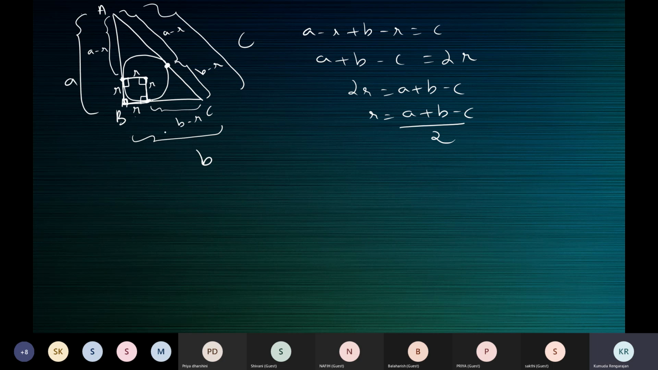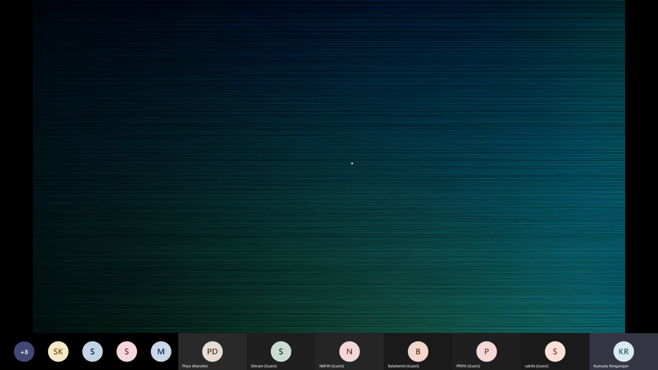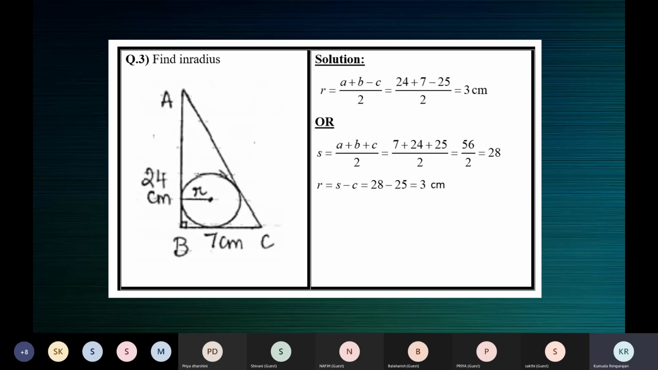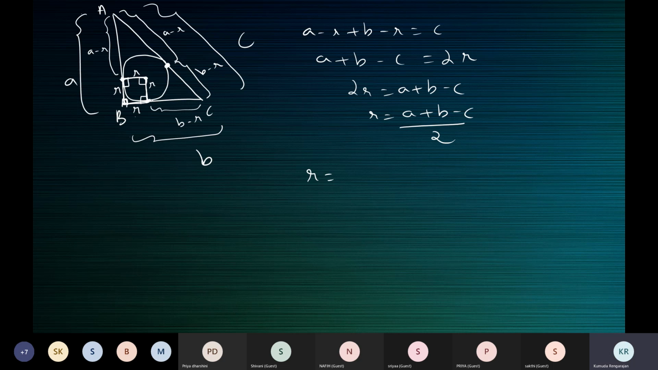Now to get the other one, S minus C, R is continued. We proved the first result, (A plus B minus C) by 2 is the inradius. The second one: inradius is equal to S minus C, where S is the semi-perimeter. So how do we do that?